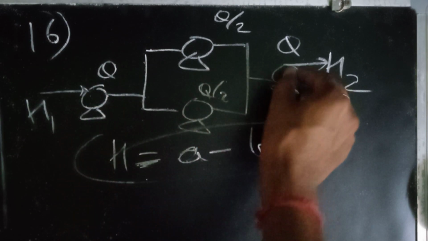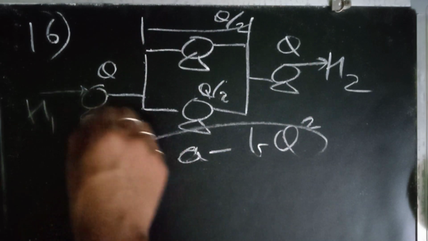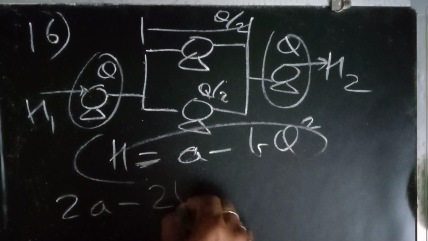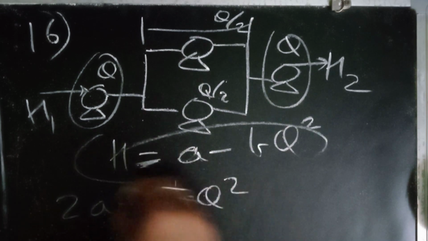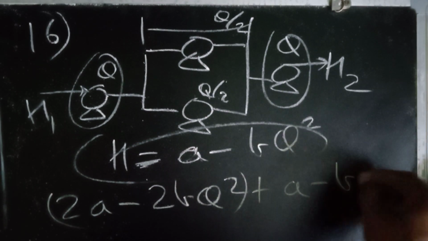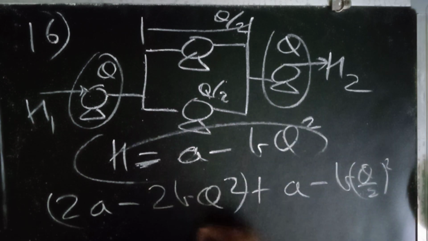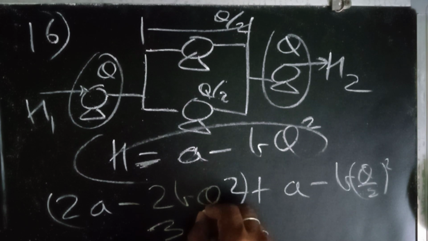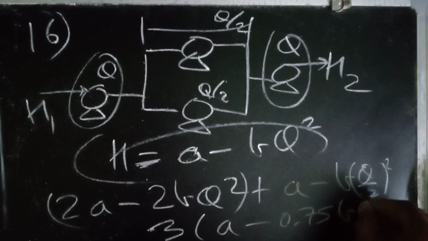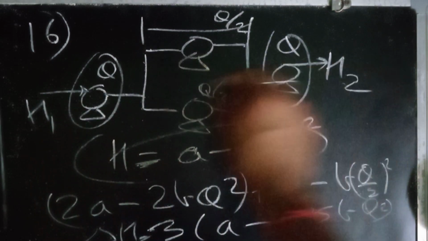Here the heads will add, and here the head will be the same. So this head plus this head will add, so it is 2A minus 2bQ square. And next, this will be A minus b, with Q being Q by 2 here only once, Q by 2 whole square. So ultimately the answer would be 3A minus 0.75bQ square. This would be the net head difference, H2 minus H1.